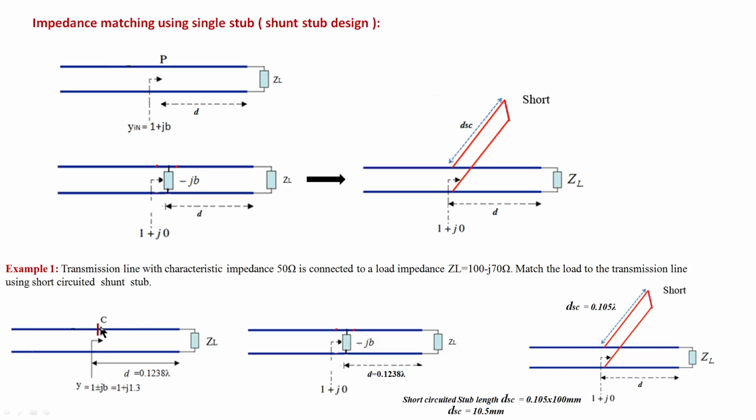Here what I have to do is connect a stub like this, at a distance of 0.1238 lambda. What value of stub should I connect? Minus 1.3. That is the one: B value minus 1.3, I should connect here.